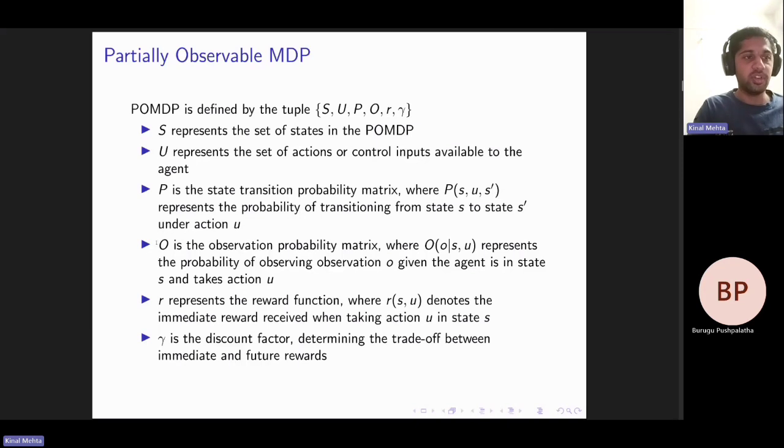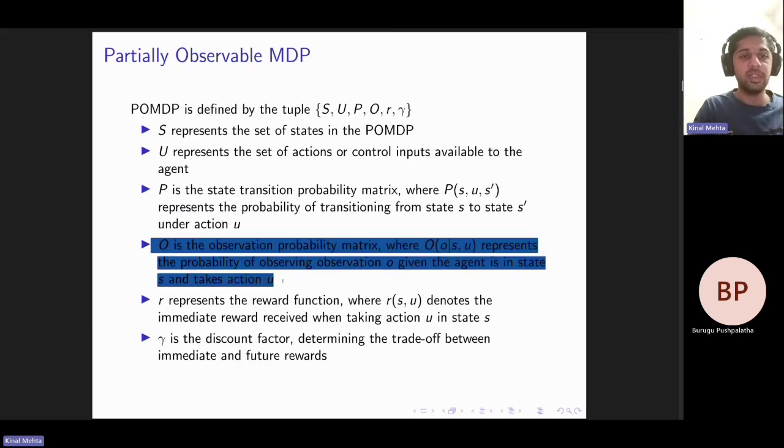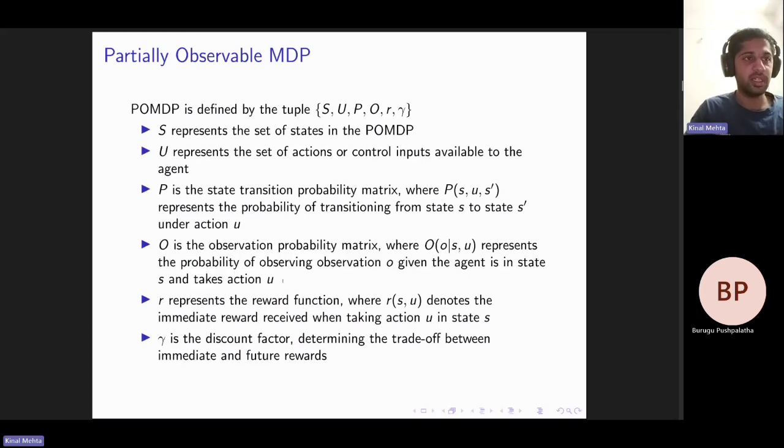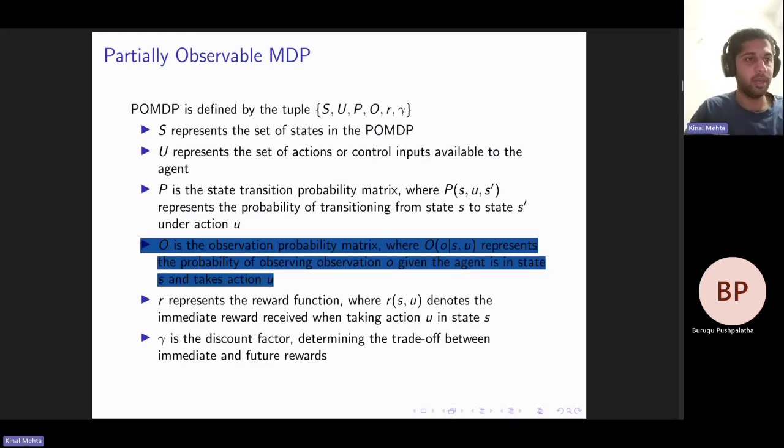So that is the only difference with an MDP, where we have an observation probability matrix, which shows that we are able to observe some observation O, given that it is currently in state S and it is taking an action U and transitioning according to the transition matrix. So this is a major deviation from the MDP.